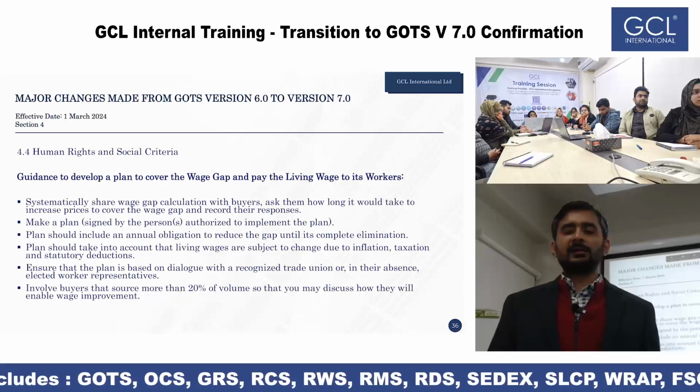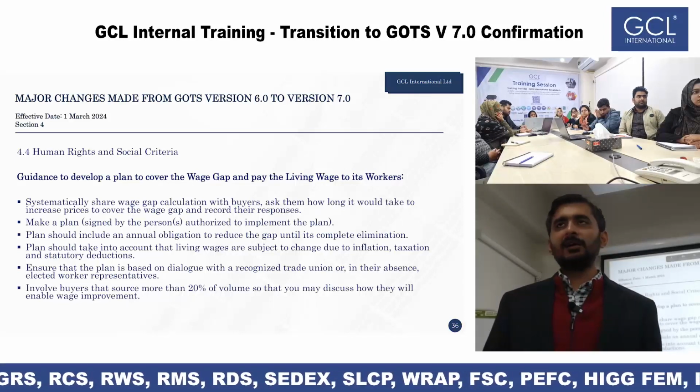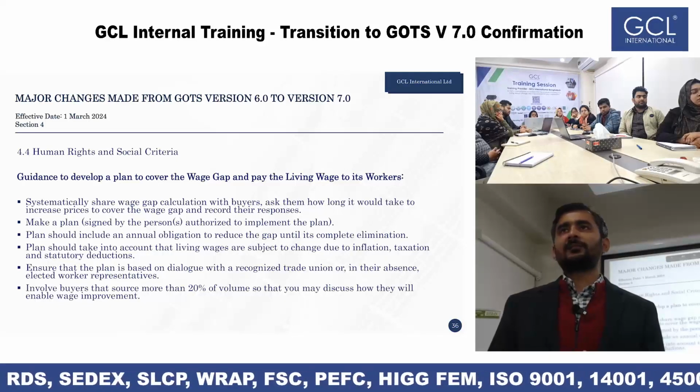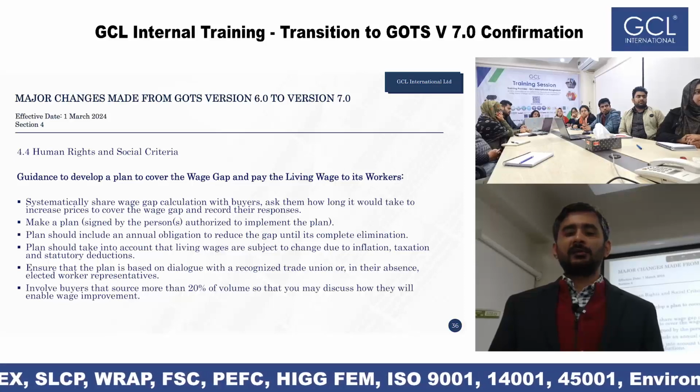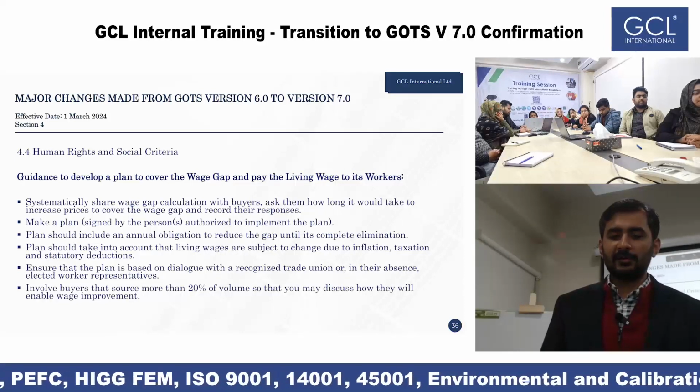Then the main thing they have added in 7.0 is that the plan or program they have shall be authorized by an authorized person. So this is another important criteria that GOTS has added for the living wages calculation and the living wages gap implementation.